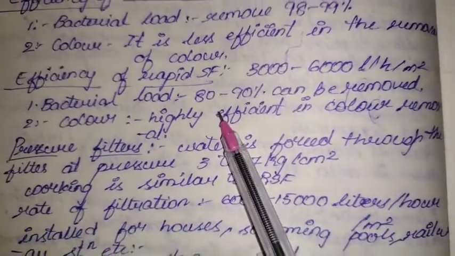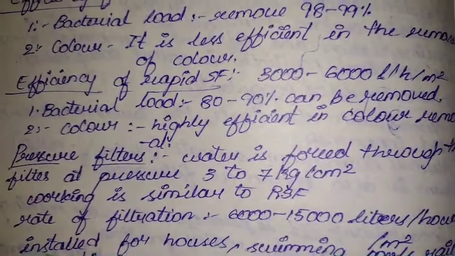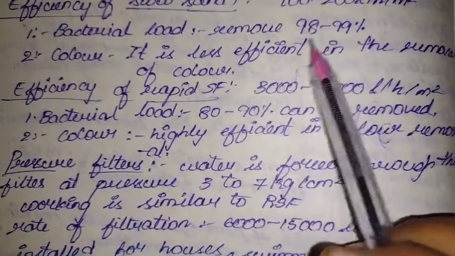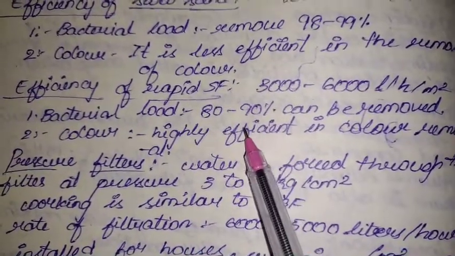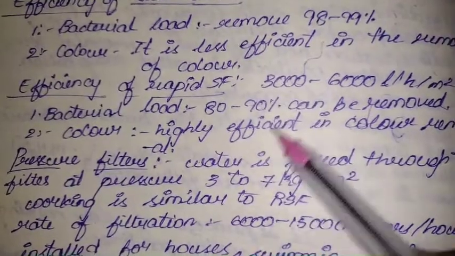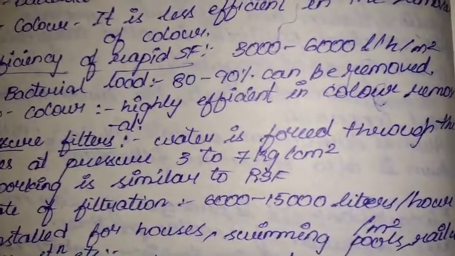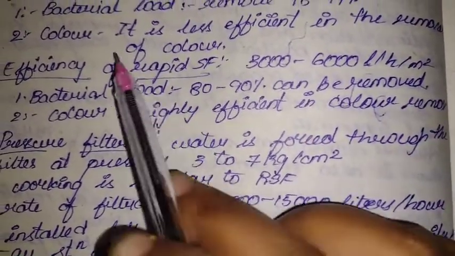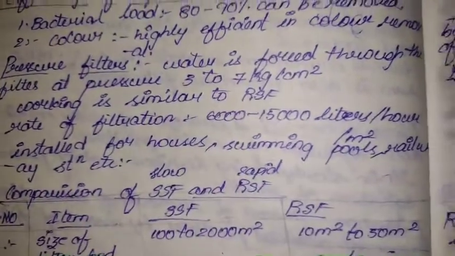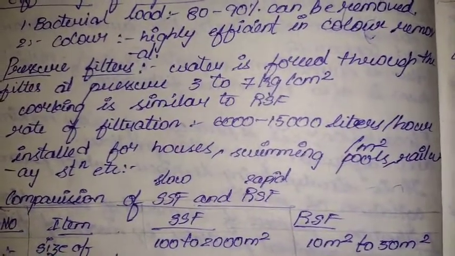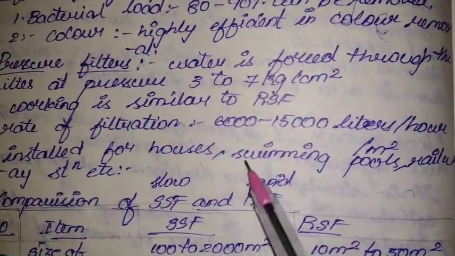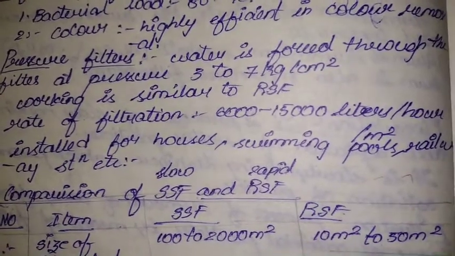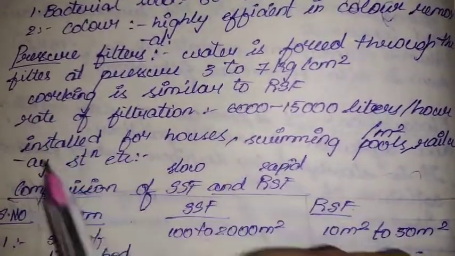Coming to the rapid sand filters, 80 to 90% of the bacterial load can be removed. See, here the efficiency of bacterial load removal is 98 to 99%, whereas in this case it is 80 to 90%. See the difference. Whenever it is filtering very fast, the efficiency is reduced, and the rapid sand filters are highly efficient in color removal. Okay, next we are discussing the pressure filters. I told you that gravity filters are subdivided into slow sand filters and rapid sand filters, and the second classification is pressure filters. This is what we are discussing now.